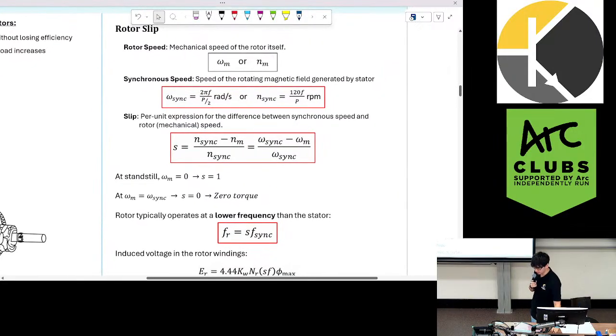The synchronous speed is a new terminology, which is simply the speed of the rotating magnetic field, and we use that to calculate slip. So slip is just the synchronous speed minus the motor speed over the synchronous speed. One thing to note is this is like an actual value divided by a base value, so slip is actually a per unit value. At standstill, our motor will be at 0 speed, which means that we will have our maximum slip of 1. And when our motor speed is equal to the synchronous speed, we're having a slip of 0, which translates to a torque of 0.